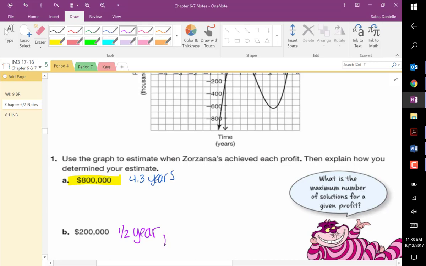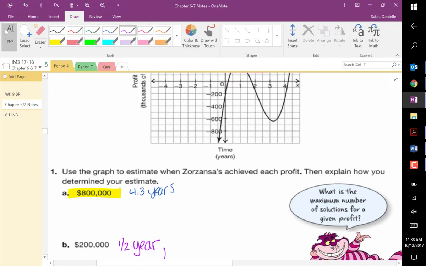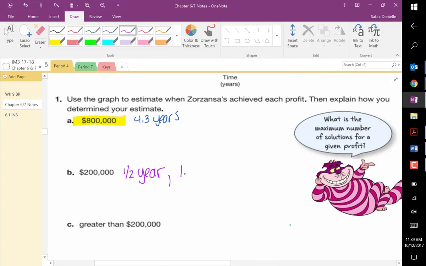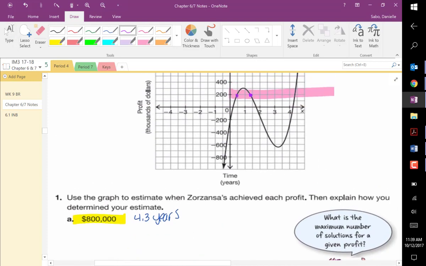Just be careful, because for example, on an SAT, they would probably keep it in the same exact terms as the question. Okay, what other time did they make that much money? Yes, 1.5 years. Like 1.5-ish. I'd probably put like 1.3 because it didn't really hit that line yet. And then there's one more.